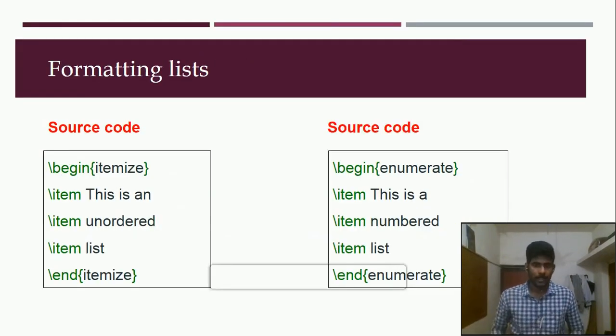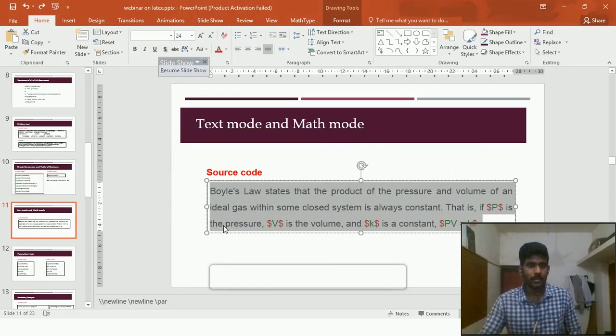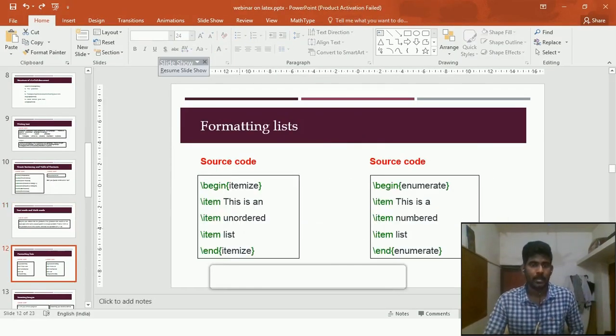Yeah, so now we are going to discuss how to itemize your content, at the same time how to enumerate your contents. That comes under formatting lists. In Word you could see itemize as well as descriptions. So in LaTeX, how is it going to be?